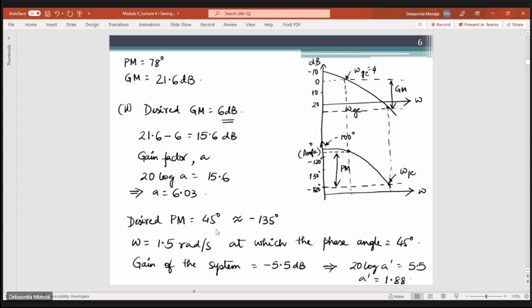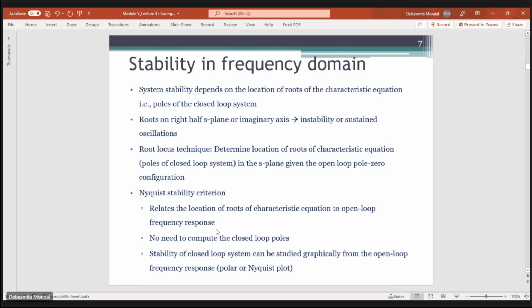So depending on how much gain margin or phase margin you want to have in your system, accordingly you have to change the overall gain of the open loop transfer function. Okay. So next we will move on to something which tells us how to analyze stability in the frequency domain.